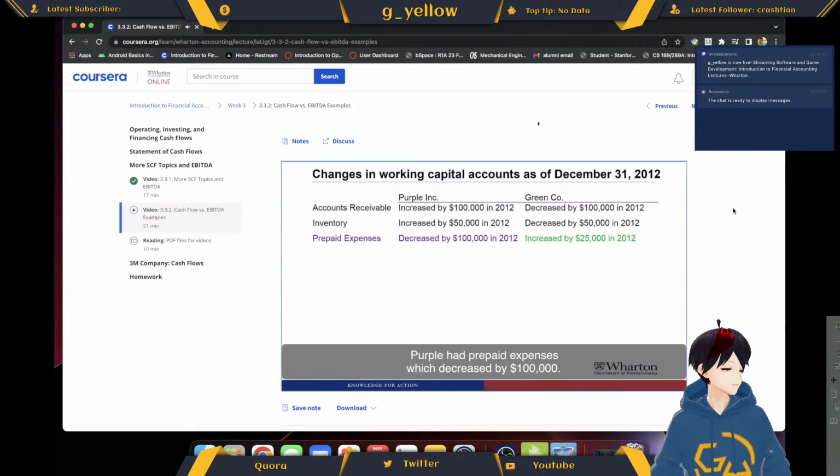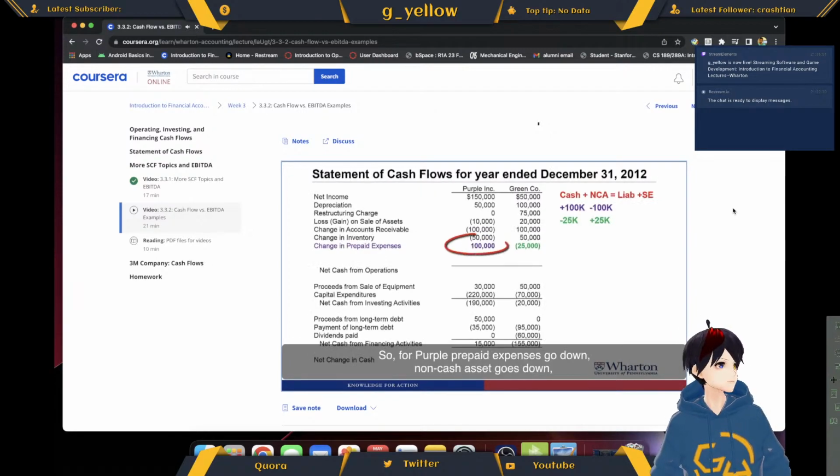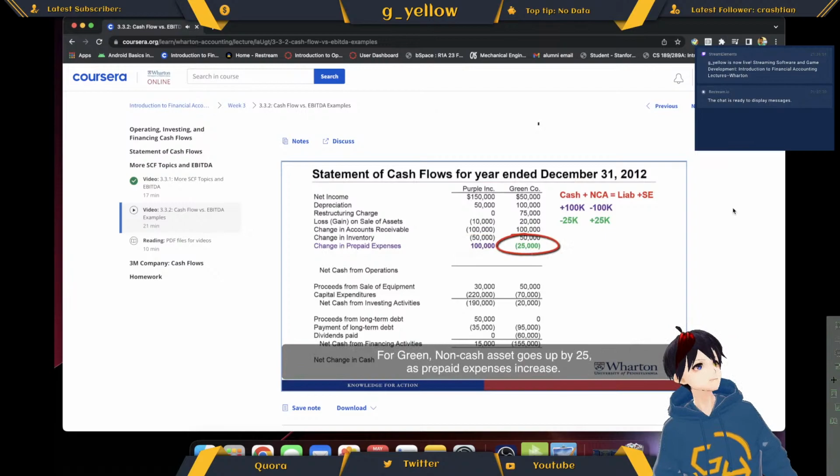Purple had prepaid expenses, which decreased by $100,000. Green's prepaid expenses increased by $25,000 during 2012. So for purple, prepaid expenses go down and non-cash asset goes down. We add that on the cash flow statement. For green, non-cash asset goes up by 25 as prepaid expenses increase. We subtract that on the cash flow statement.